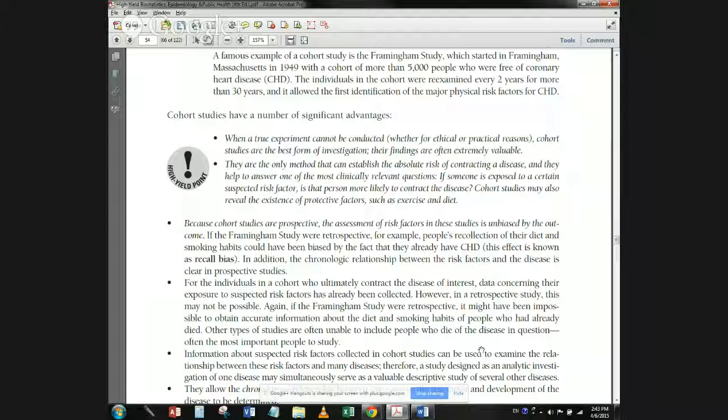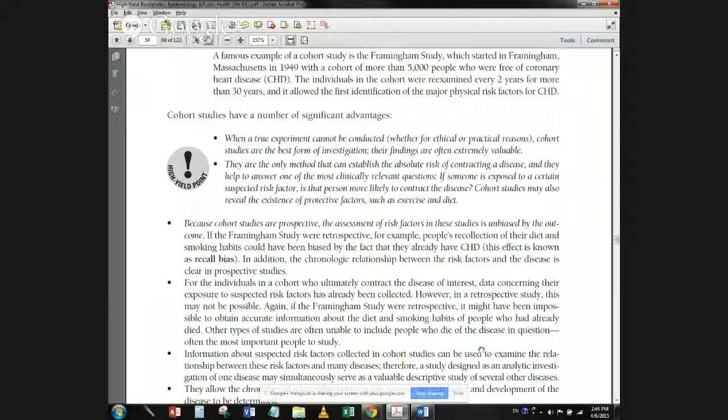Because cohort studies are prospective, the assessment of risk factors in these studies is unbiased by the outcome. If the Framingham study were retrospective, for example, people's recollection of their diet and smoking habits could have been biased by the fact that they already have coronary heart disease. This effect is known as recall bias. In addition, the chronological relationship between the risk factors and the disease is clear in prospective studies.